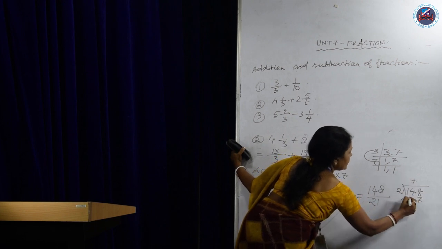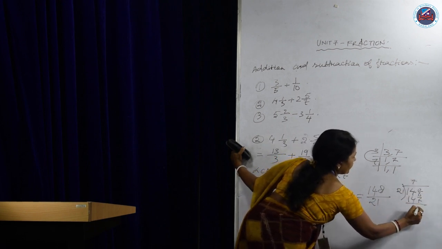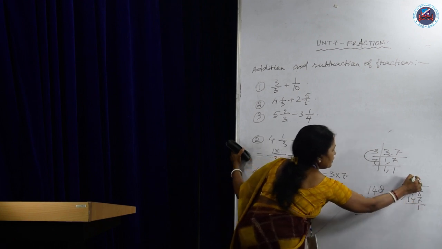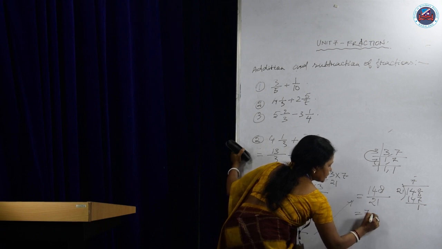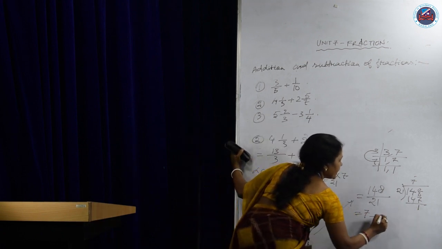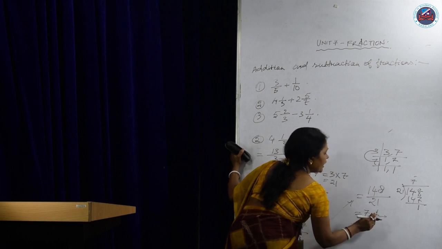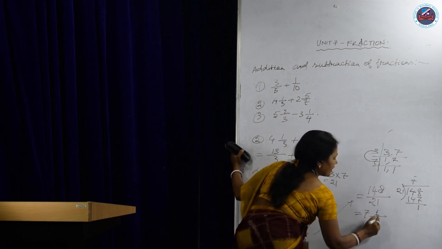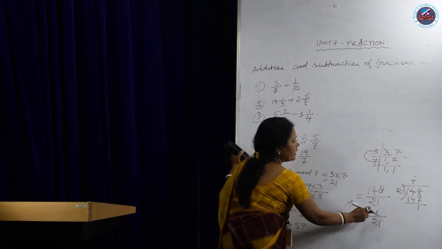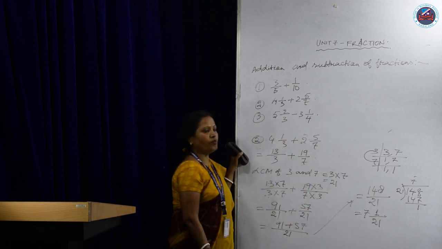7 ones are 7 and 7 twos are 14. Remainder is 1. Now you can write it as a mixed fraction. First you have to write the quotient as the whole number, that is 7, and as the numerator you have to take the remainder, that is 1, and your denominator will be the divisor, that is 21. So your answer is 7 and 1 by 21.